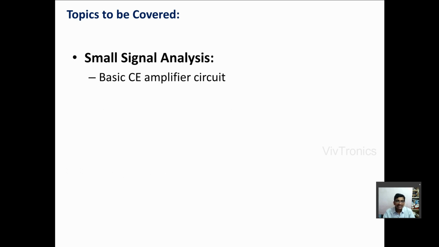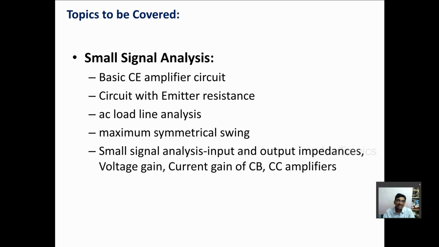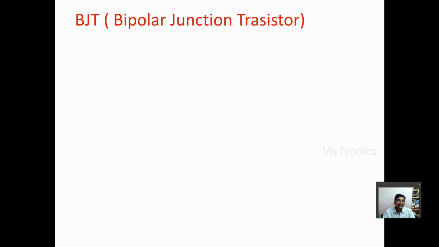And the small signal analysis of a CE amplifier and CE amplifier with emitter resistor, AC load line analysis and maximum symmetrical swing, and the small signal analysis of input impedance, output impedance, voltage gain and current gain of the CB and CC amplifiers, and some problems regarding that we are going to study in this unit number 1. First of all, I am going to give you a brief introduction about the BJT.